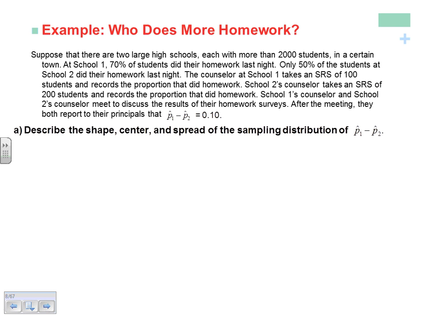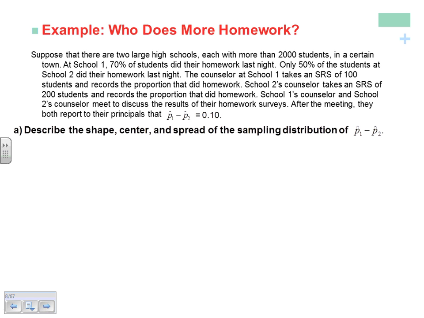Who does more homework? Suppose there are 2 large high schools, each with more than 2,000 students in a certain town. At school 1, 70% of students did their homework last night. Only 50% of the students at school 2 did their homework last night. The counselor at school 1 takes a simple random sample of 100 students and records the proportion that did homework. School 2's counselor takes a simple random sample of 200 students and records the proportion that did homework. School 1's counselor and School 2's counselor meet to discuss the results of the homework surveys.